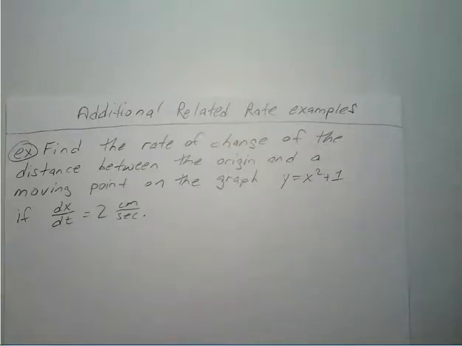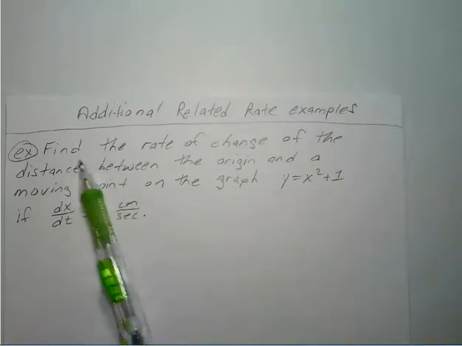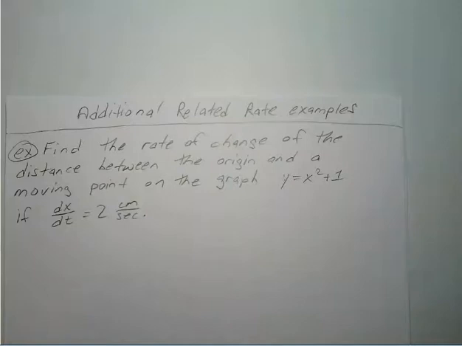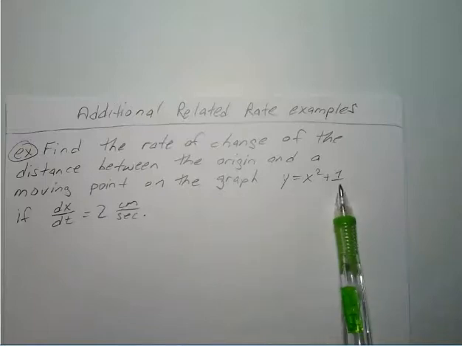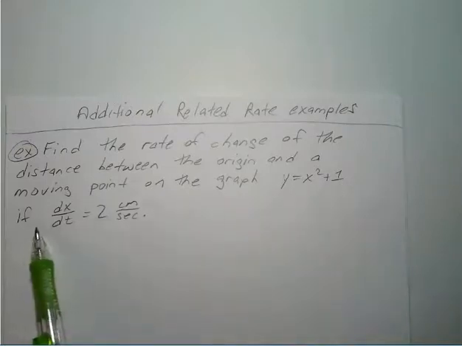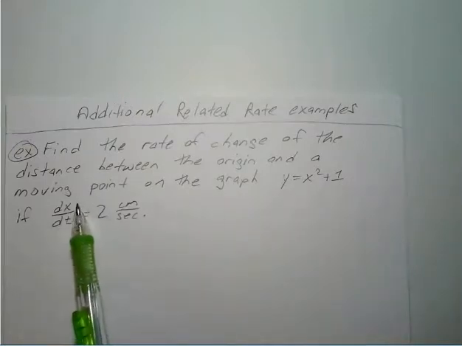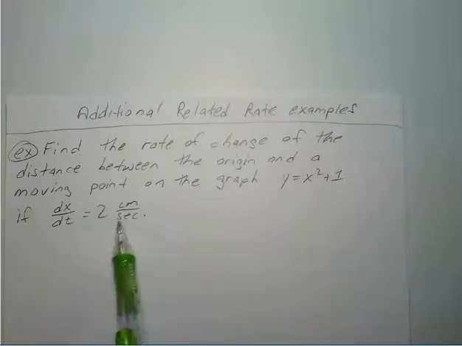So we're going to go ahead and solve this related rate problem. For this example, we want to find the rate of change of the distance between the origin and the moving point on the graph y equals x squared plus 1, if the rate of change of x with respect to t is 2 centimeters per second. If you have to write that down, feel free to press pause, but we're going to go ahead and start solving this one.